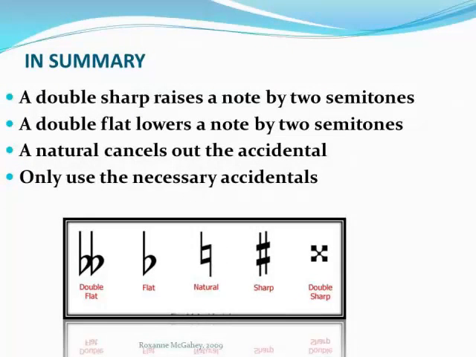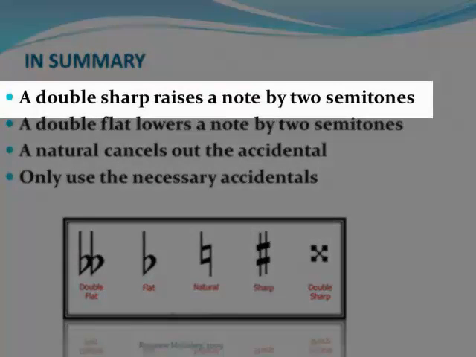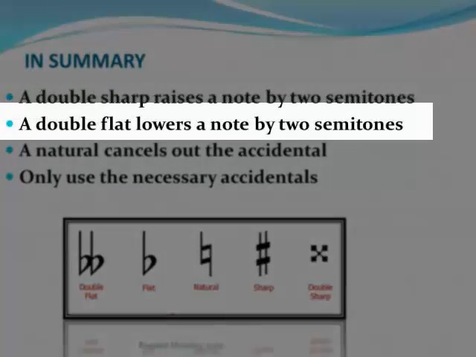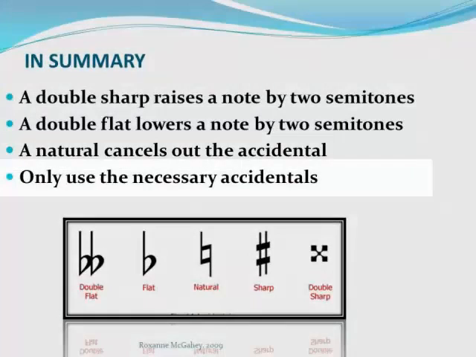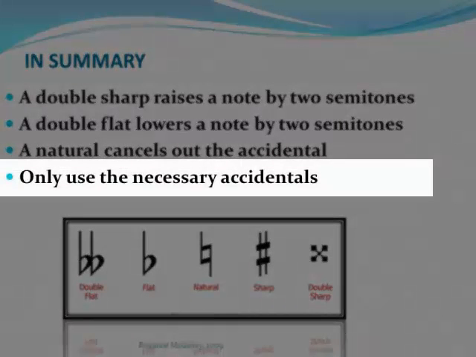Let's just review what we've covered in this module. A double sharp raises a note by 2 half steps, and a double flat lowers it by 2 half steps. A natural cancels out any accidentals. Be careful though to use the accidentals correctly and only add the necessary accidentals.